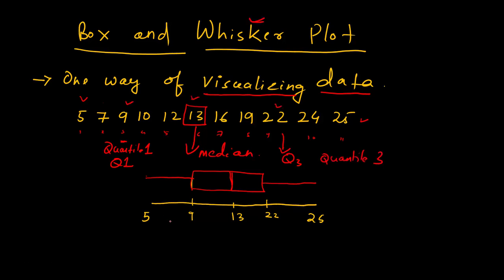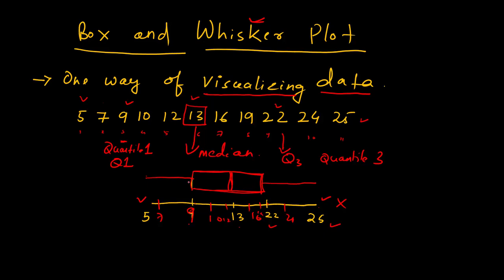So here is the way we plot it. Here is an x-axis. We have numbers from 5 to 25, 5 being the lowest number and 25 being the highest number. We create a box between 9 and 22, and we mark the middle, which is the median, like this. So the box contains numbers between 9 and 22.